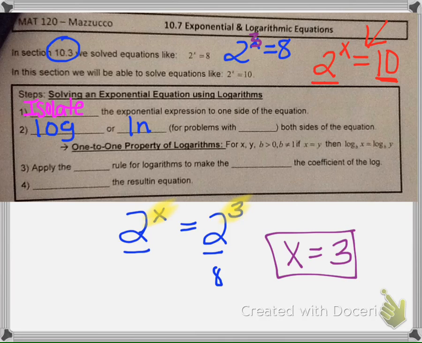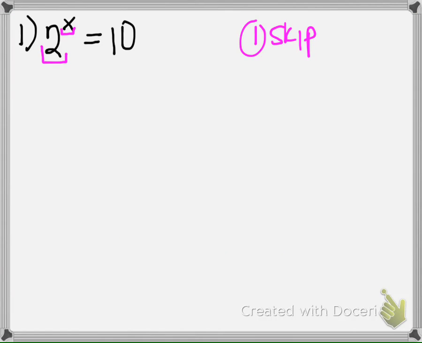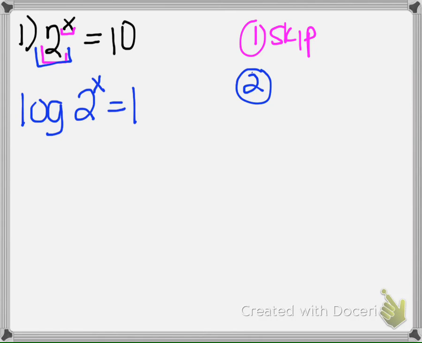Now, it doesn't matter which one you use, but typically we use the natural log if in the problem there's an e, if the base is an e. So step 2 is, since the base is a 2 and not e, we're going to log both sides. So I'm going to put a log on both sides of the equation. So that's step 2.